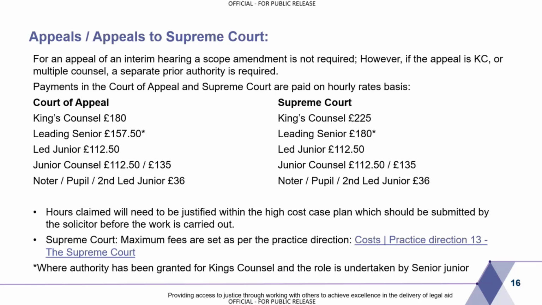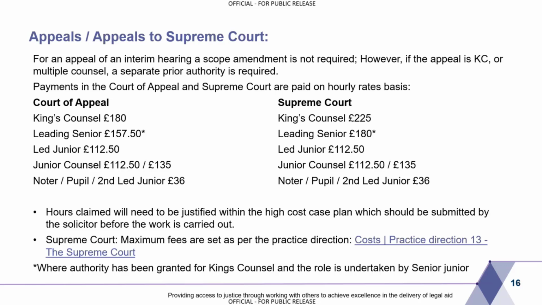So in the Court of Appeal, King's Counsel can claim £180 per hour. Leading Senior can claim £157.50. It is worth noting that leading senior is only claimable where authority has been granted for King's Counsel, yet a senior junior is taking on the responsibility and acting in King's Counsel's place. Junior counsel rate would be £112.50, or £135 if it's a single counsel case, and a note taker, pupil or a second lead junior would be £36 per hour.